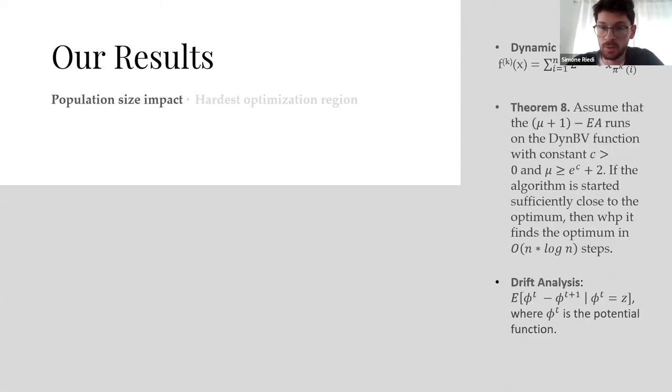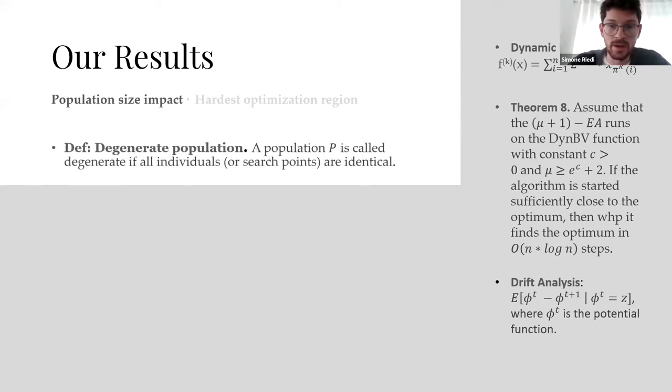Okay, now I will explore this theorem a little bit. On the right, we have the theorem, and on the bottom right, we have one of the main tools to prove these kinds of theorems. This is drift analysis, and it basically studies the expected difference between two potential functions at different, consecutive time steps. So in particular, we are studying the drift analysis between degenerate populations.